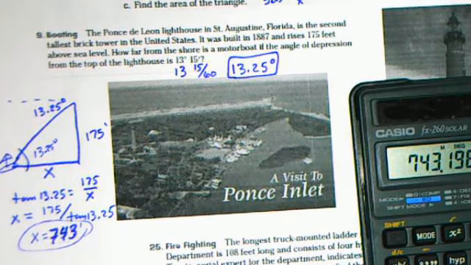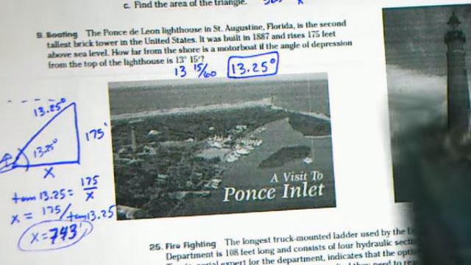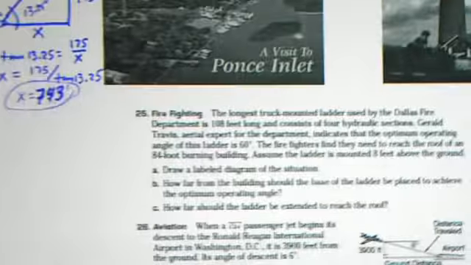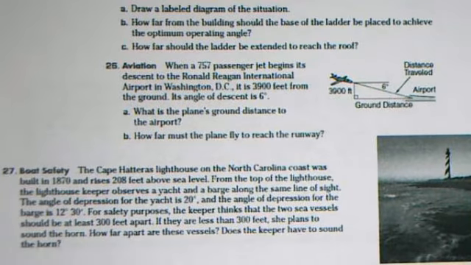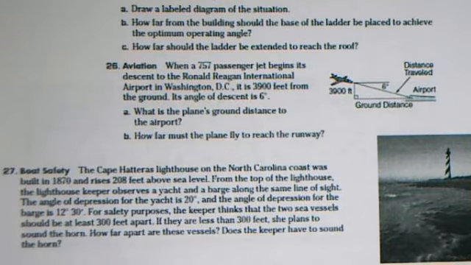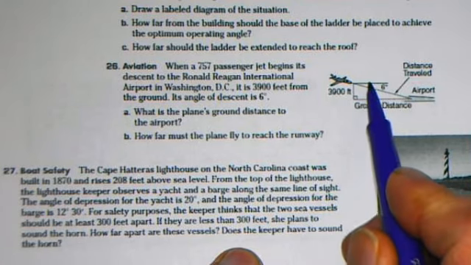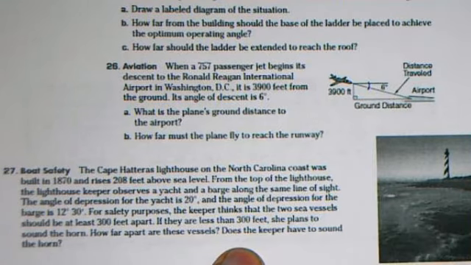Okay, maybe one more here. Let's look at 26. They're giving us a diagram to go with this one. A plane begins its descent to the airport. It's 3,900 feet from the ground, so there's a 3,900 for the altitude. Its angle of descent is 6 degrees, so from the horizontal, this is the angle of descent. It's just like an angle of depression, which means that this angle of elevation from the airport to the plane is also going to be 6.